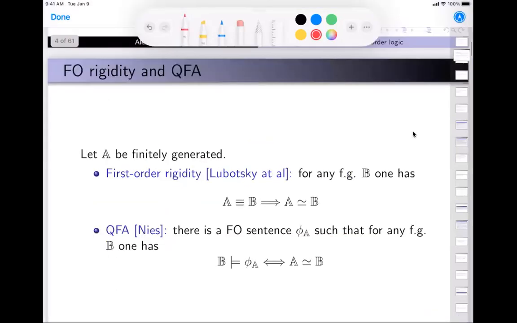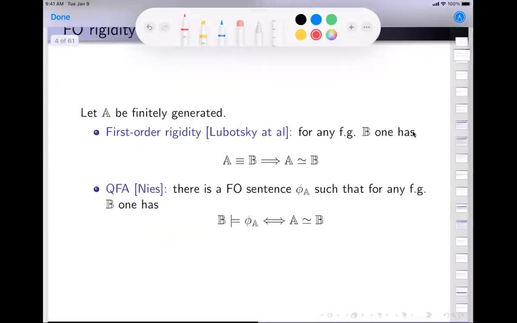So more specifically, a notion of first order rigidity was introduced. It's similar to statements coming from topology or geometry, like Mostow rigidity. The term first order rigidity, I believe, was introduced by Lubotzky and his co-authors. It's the following. A is finitely generated and B is also finitely generated. A is first order rigid if first order equivalence of A and B implies their isomorphism.